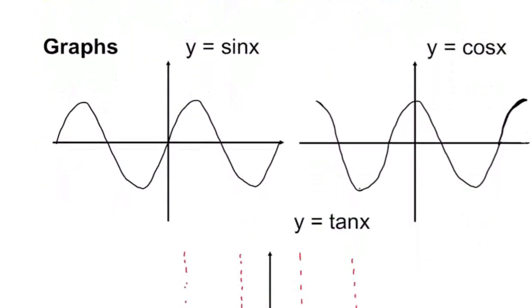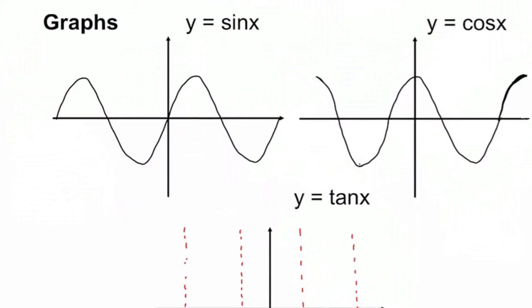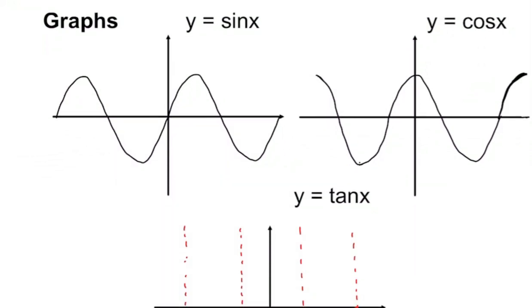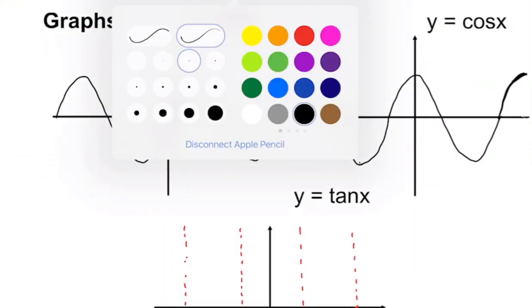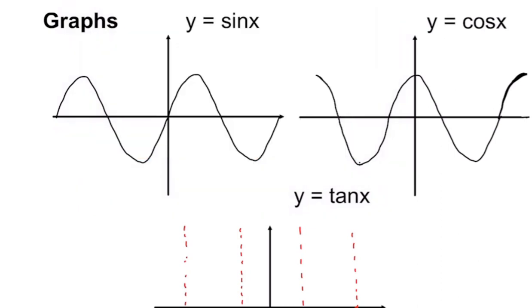So the first thing we're going to look at is the graphs, and here you can see we've got our standard graphs. So we've got the sine wave. You know the sine wave in degrees. Sine wave, maximum value 1, minimum value -1. And the wavelength of a sine wave is 360 degrees. But if we're working in radians, one sine wave will fit into 2 pi.